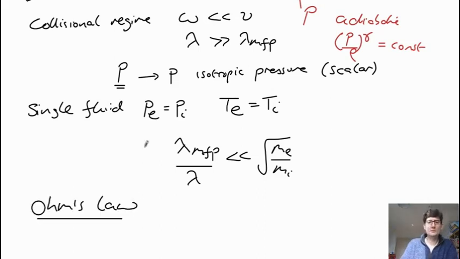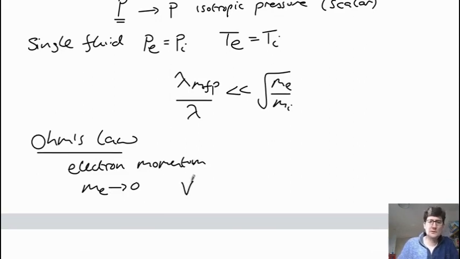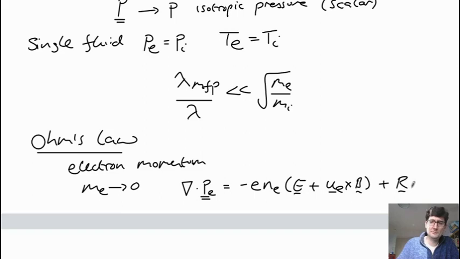So if you take the momentum equation and we set the electron mass to zero, consistent with what we did earlier, what's left over is the divergence of the electron pressure tensor, and this is the Lorentz force. So we have an e times an n_e, times the electric field plus u_e cross the magnetic field, plus the friction term R_e.